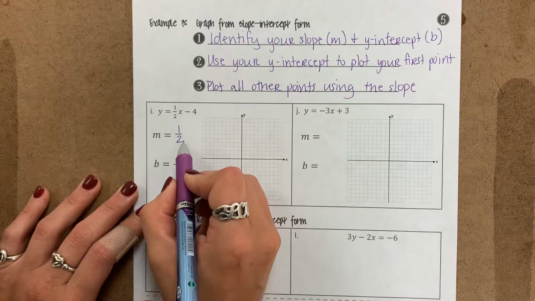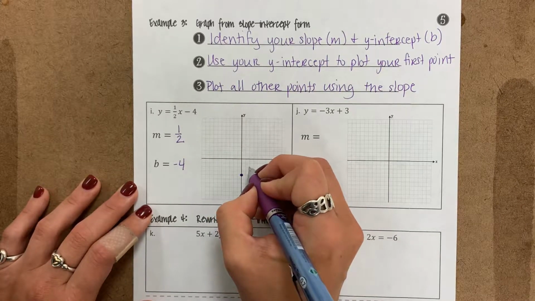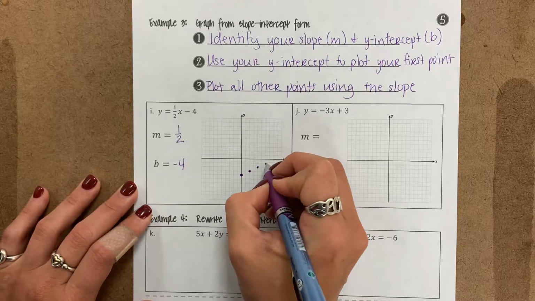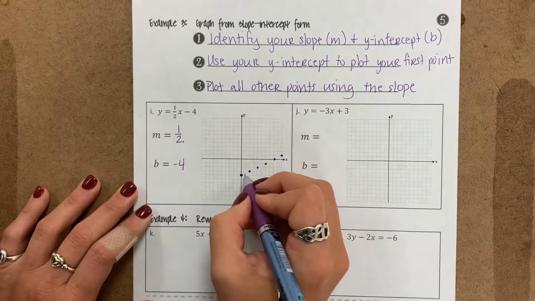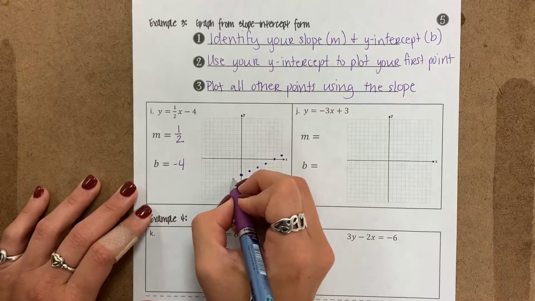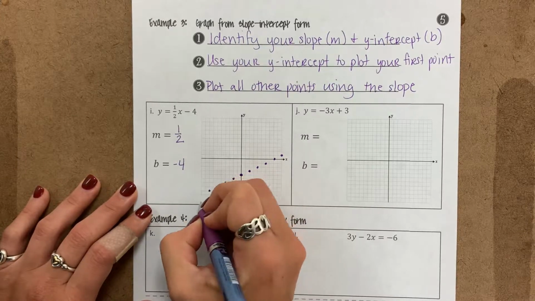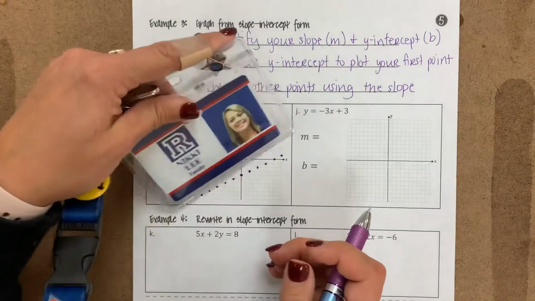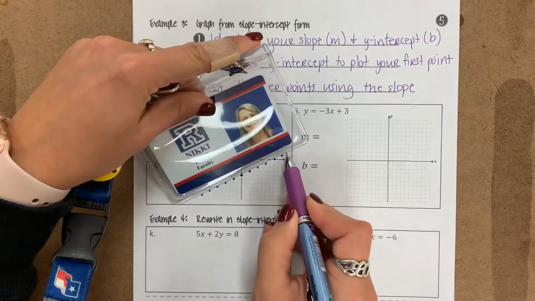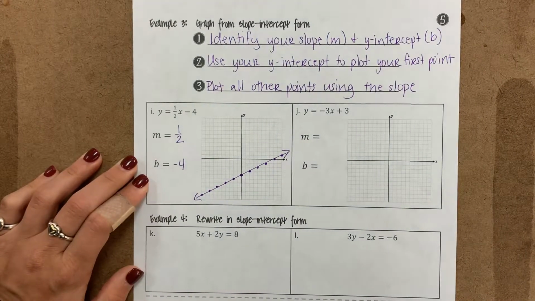So rise over run. Rise 1, run positive 1, 2, so go to the right. So up 1, right 2. We're going to keep doing this until we reach the edge. We also have to get the other side of the line, so we're going to do the exact opposite. Down 1 and left 2, all the way to the other edge. From there, we're going to use our ruler to connect our dots and draw our arrows. We'll do J in class together.